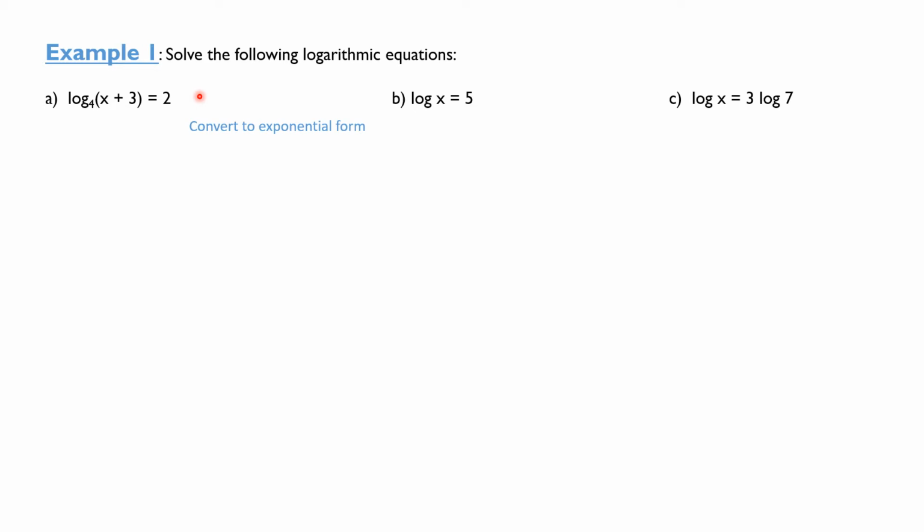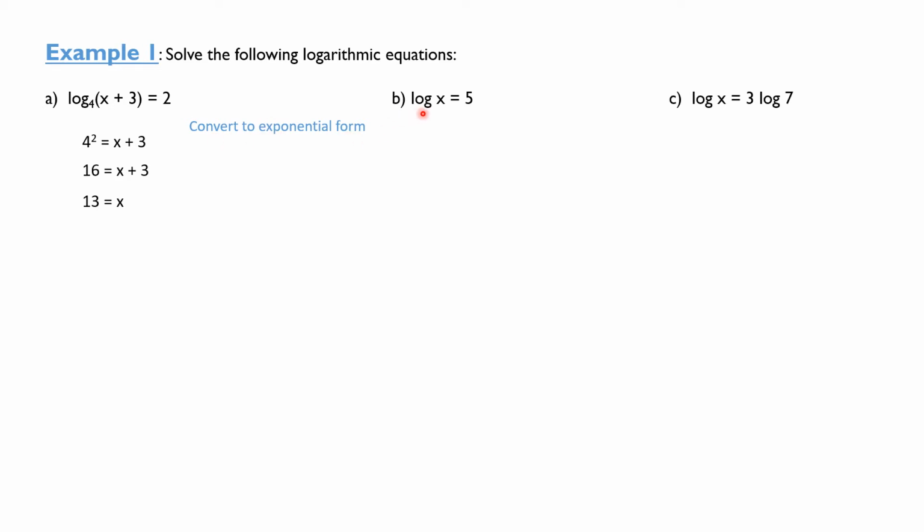Well, we're going to convert it to exponential form. So we start with the base. The base becomes the base of an exponent. So that's going to be 4 to the power of 2 equals x plus 3. And now we could solve this probably in grade 8. That gives us 16 equals x plus 3. X is 13. That was pretty straightforward.